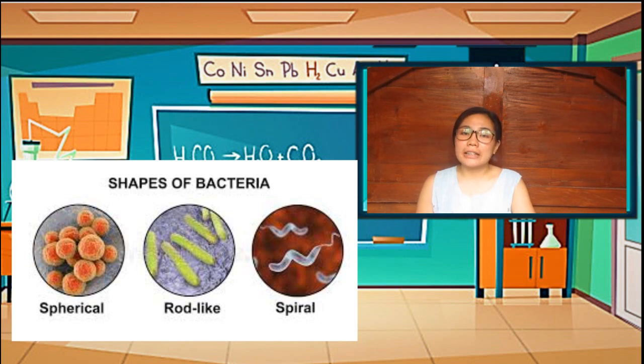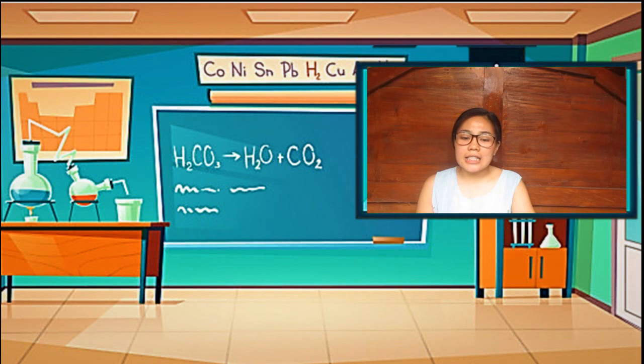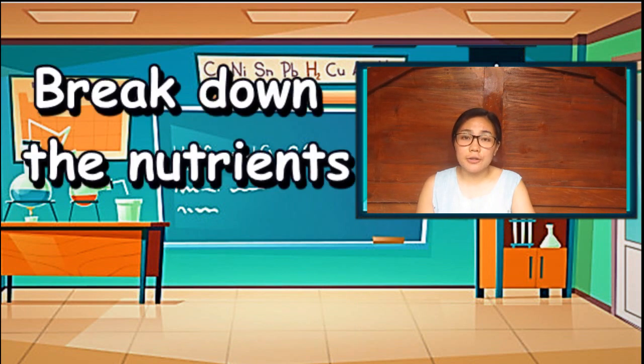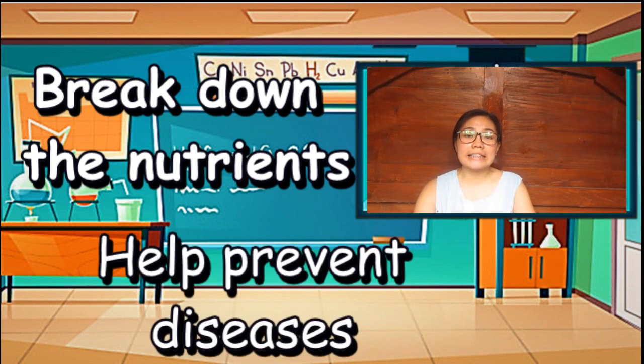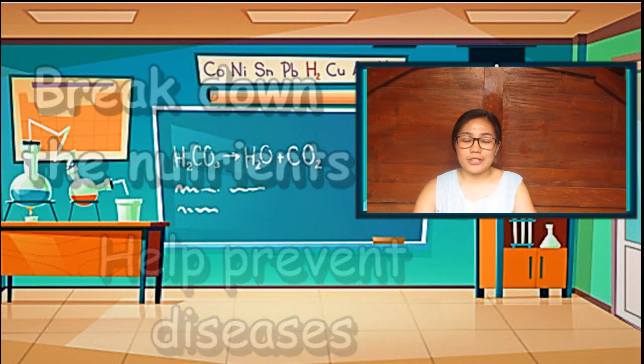The function of bacterial cells in the digestive system is to break down the nutrients, such as complex sugars, into forms the body can use. Non-hazardous bacteria also help prevent diseases by occupying places that the pathogenic or disease-causing bacteria want to attach to. Some bacteria protect us from disease by attacking the pathogens.